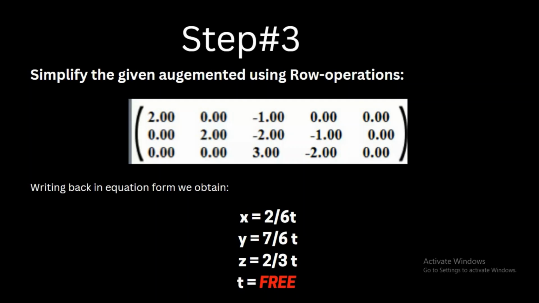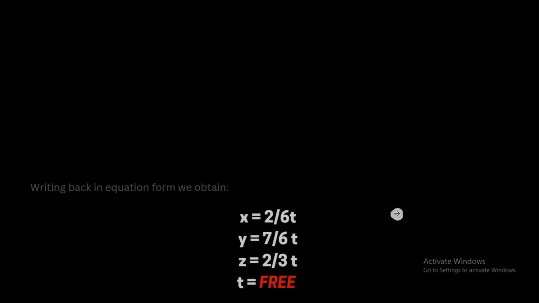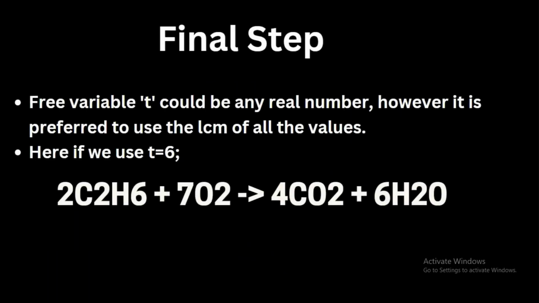All the other variables we needed to find, such as x, y, and z, are in the form of t, and t is free. So let's see how we will deal with this free variable. This is basically the final step as well, because 90% of our job is done, and we just need to figure out a suitable value for t, and we will have a balanced equation in our hands. The free variable t could be basically any real number we like.